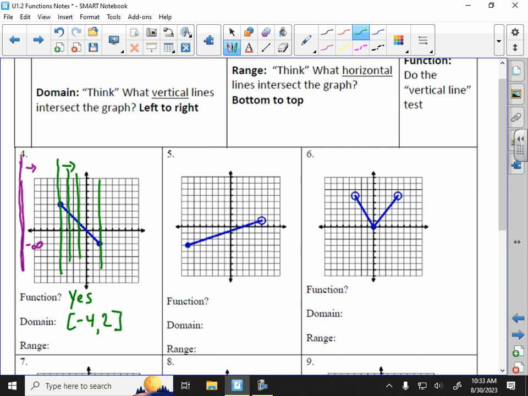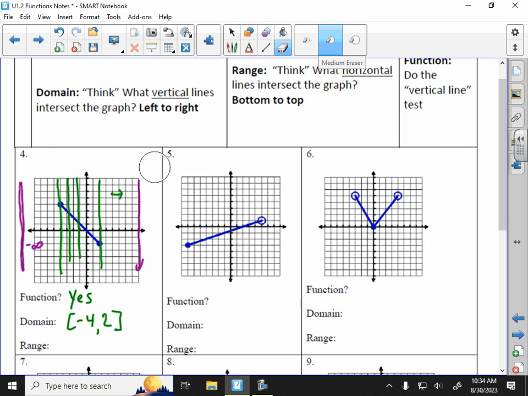Now I can see that if I were to take a vertical line and continue to slide it across to the right, okay, if I put one over here, let's say that's 10, that vertical line at 10 will not intersect the graph. Okay, so these are the only vertical lines that intersect this graph, from negative 4 to positive 2.